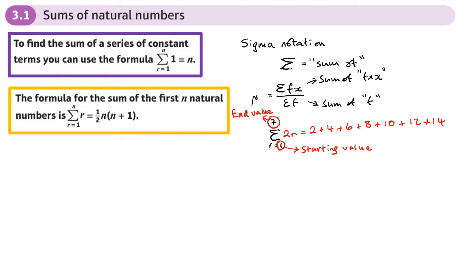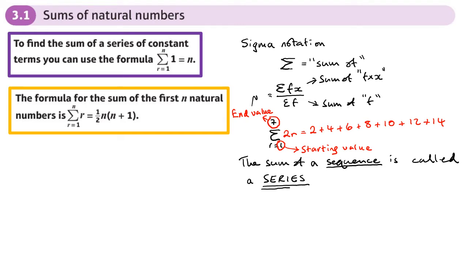So maybe we should write that down: the sum of a sequence, we've got a sequence of numbers, we add them all together, is called a series. This chapter is all about series, about finding the sum of these different things.